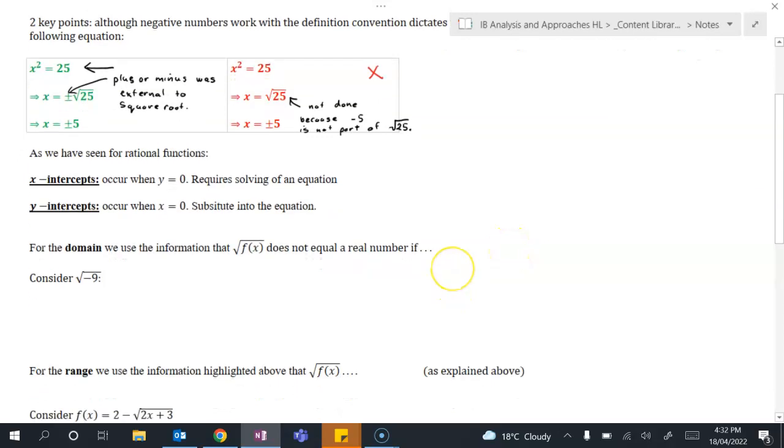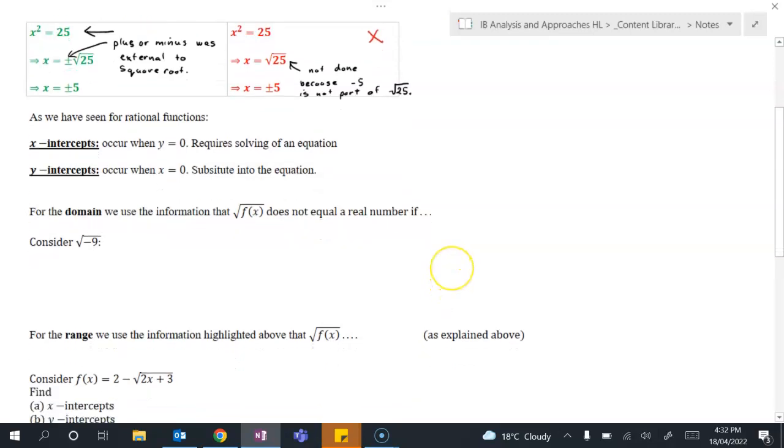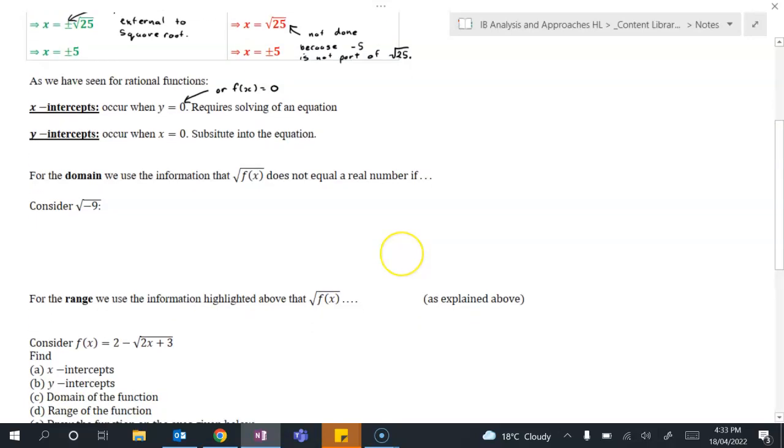Okay, now for rational functions, we saw that x-intercepts occur when y equals 0, y-intercepts occur when x equals 0. First of all, when we have y equals 0, or the actual function equals 0, we're talking about the same thing because remember y coordinates represent function values, and so that's going to require the solving of an equation, and y-intercepts occur when x equals 0, and so that requires substitution of x equals 0 into the equation.